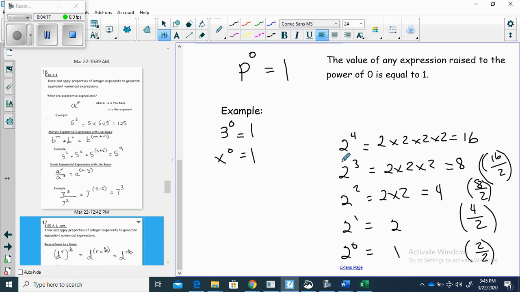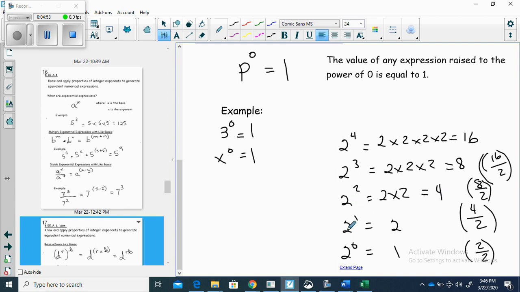Think about 2. What if I raise 2 to the 4th power? Isn't that 2 times 2 times 2 times 2? Which is 16. 2 to the 3rd power would be 1 less 2. 2 times 2 times 2, which is 8. You could get that by taking 16 and dividing it by 2. 16 divided by 2 gives you 8. 2 to the 2nd power is 2 times 2. Well, if 2 to the 3rd power was 8, I could simply divide 8 by 2, and I would get 4. 2 to the 2nd power is 4.